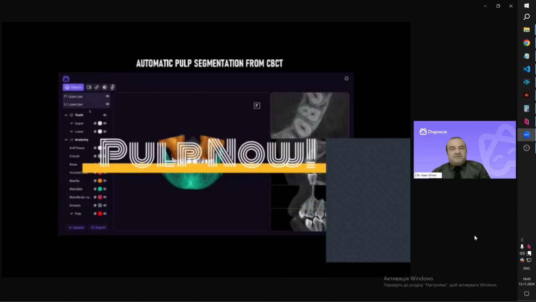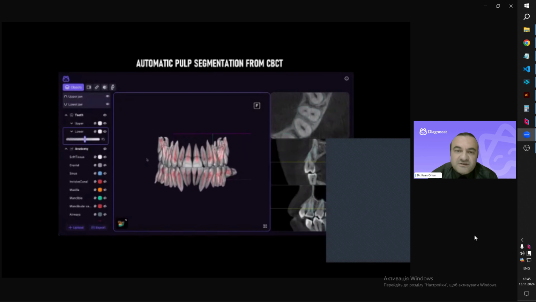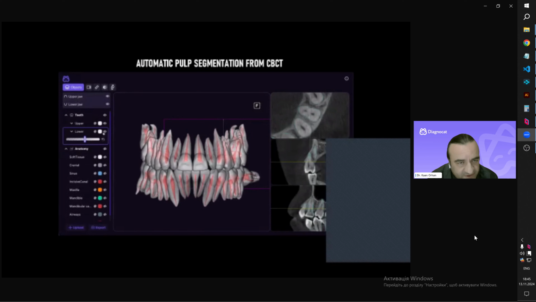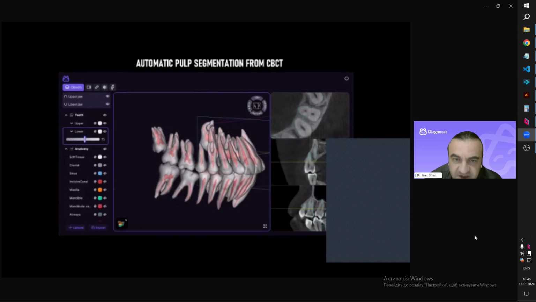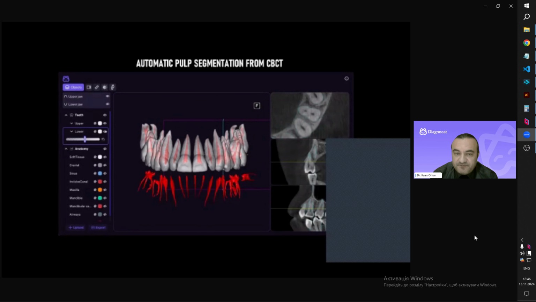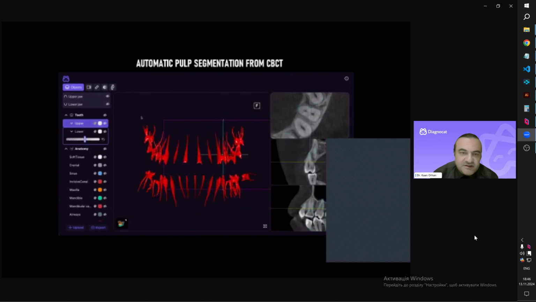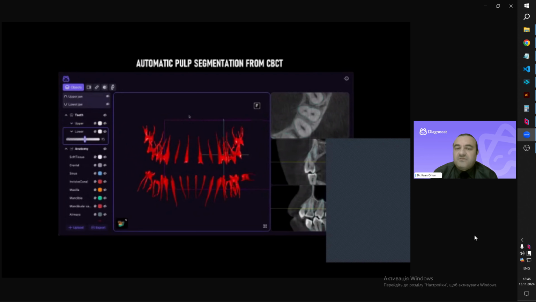One of the last things that we made as modeling is the automatic pulp segmentation from the CBCT imaging. See, these segmentations are done at 100 microns from CBCT imaging. Not just the structures of the teeth, but also you can see the root canal and the variations of the root canal. And see how nicely you can see the variations of the root canal, even very close to micro CTs.